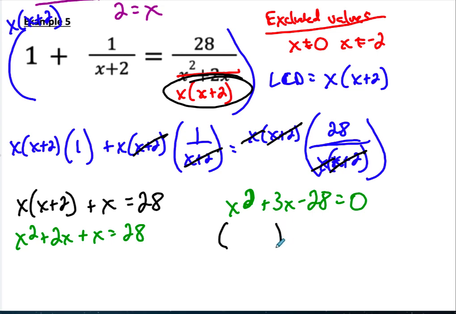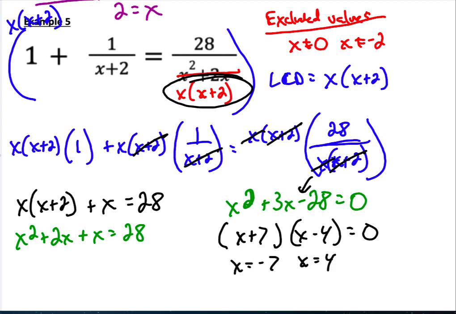So what multiplies to give me 28? But since it's subtracting, I know they have different signs. So what's going to subtract to give me 3? Well, that's going to be an x plus 7 and an x minus 4. So x is equal to negative 7, x is equal to positive 4. All right, so now we have to check.